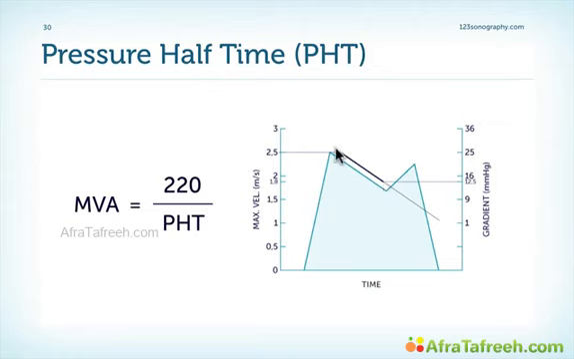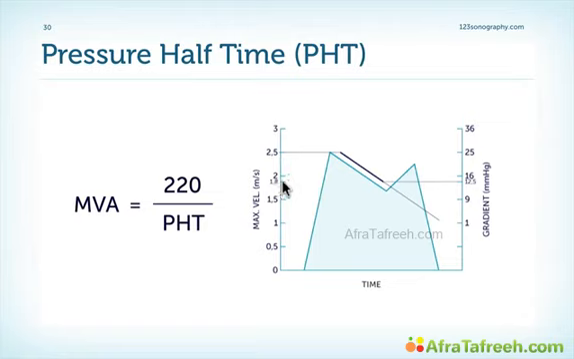In other words, how long does it take until half the pressure has dropped? That's where the name comes from, pressure half time. But be aware that we're not looking at half velocity, but half pressure. For example, we have a drop in the pressure from 25 millimeters to 12.5 millimeters. That would be the half pressure drop. But this corresponds to a drop in the velocity between 2.5 and 1.8 meters.